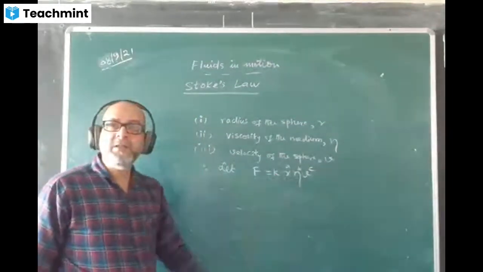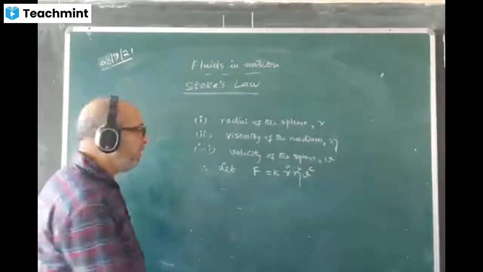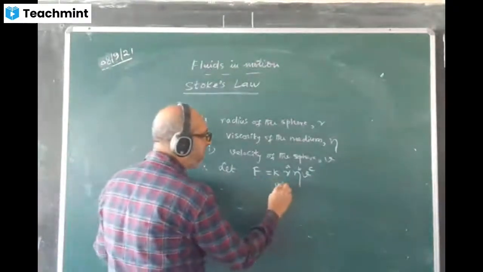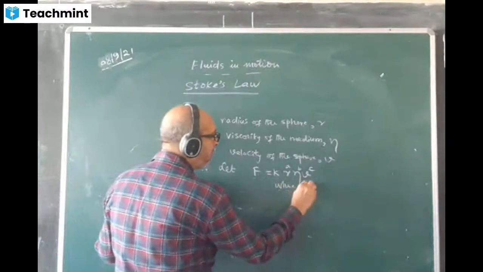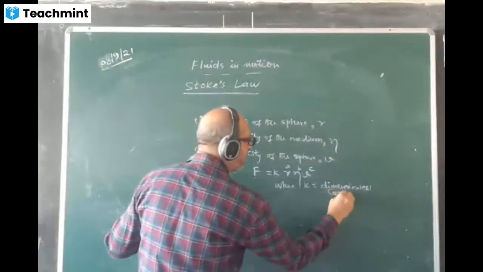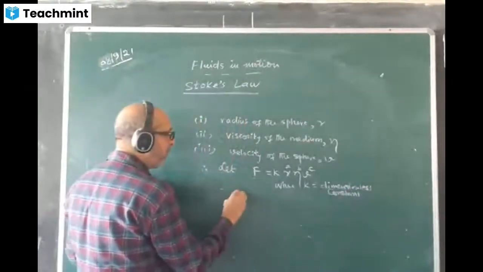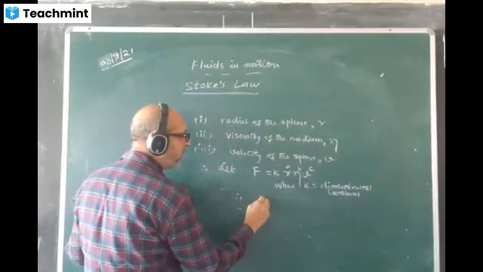I think we are done with chapter number 1. Once again we are using the dimension method, where K is a dimensionless constant. No dimension, no unit.